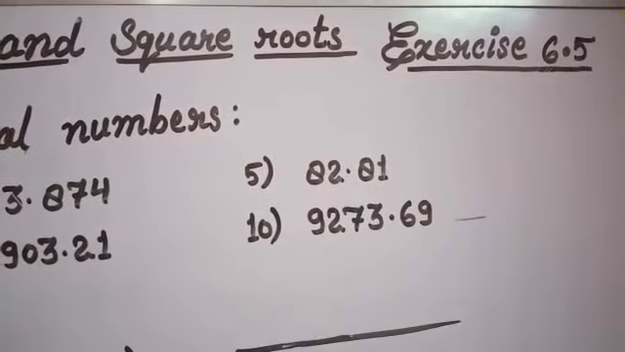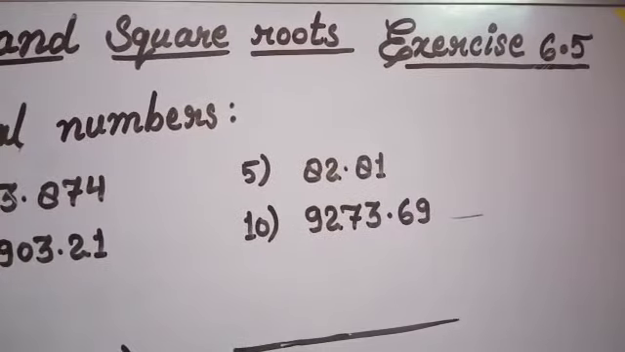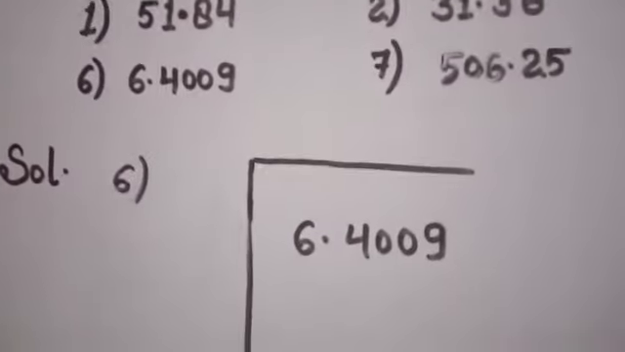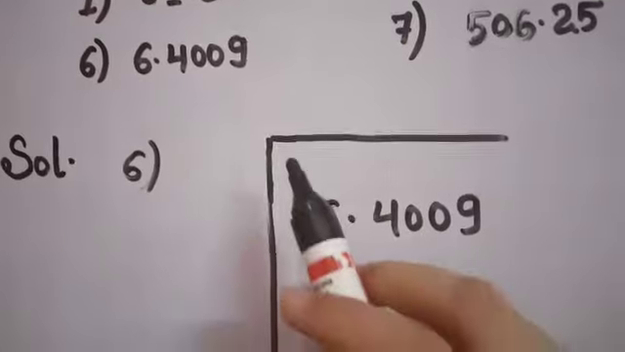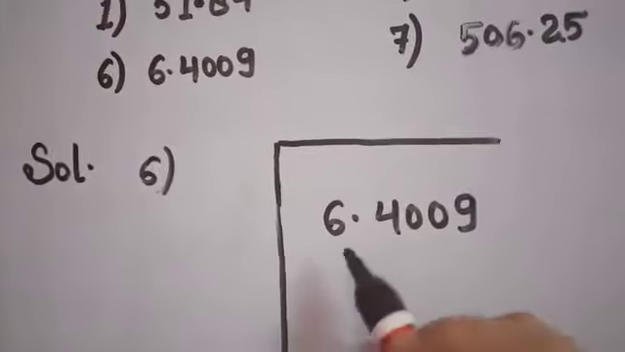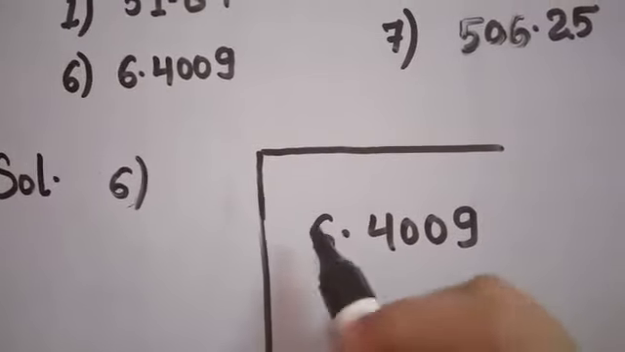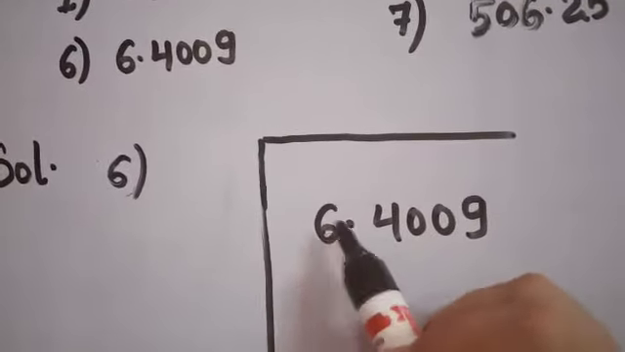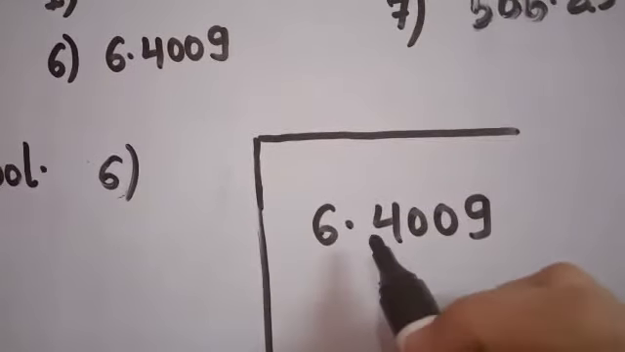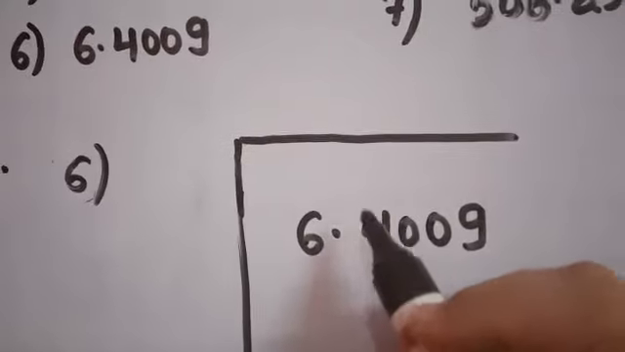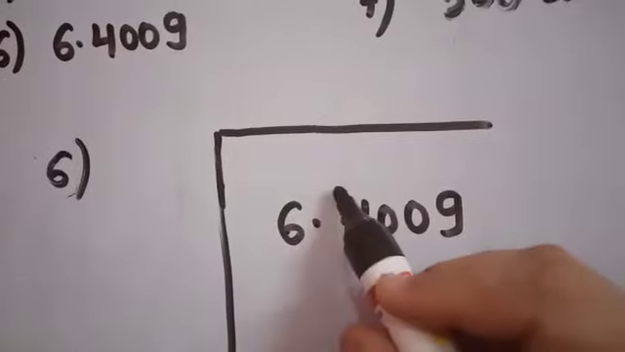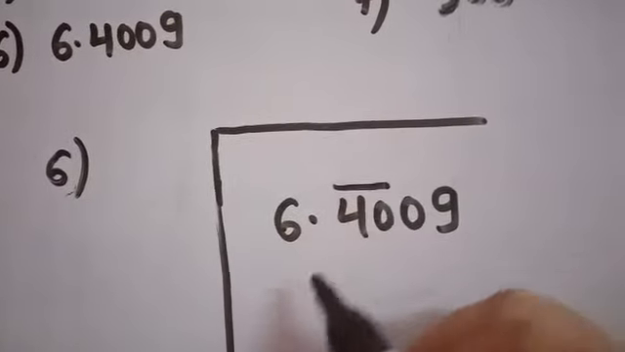Okay students, in this video I am going to explain exercise 6.5 question A part 6. Draw lines like this and write the number. Now make pairs. Before decimal we can see there is no pair. Now we will make pair after decimal from right side of decimal.